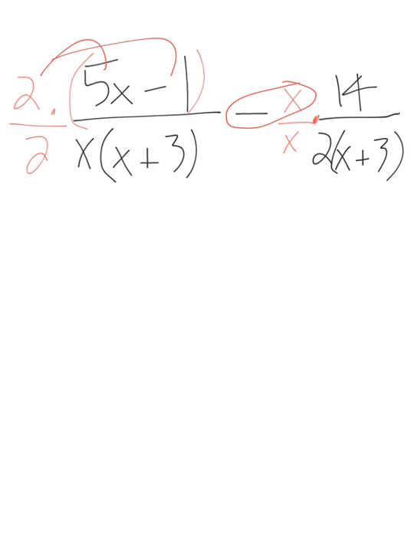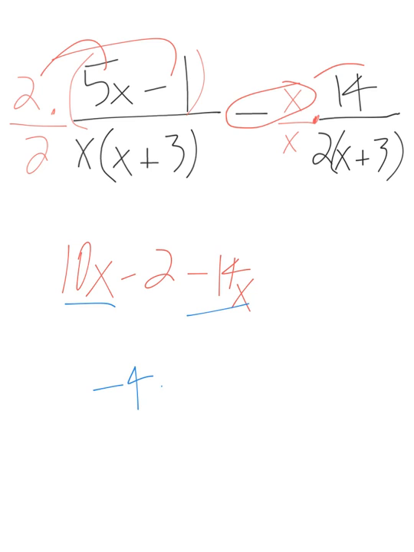So again, I'll just treat this as a negative x. So let's go back and let's do 2 times 5x and 2 times minus 1. 2 times 5x is 10x. 2 times minus 1 is minus 2. Negative x times 14 is negative 14x. So I have two like terms here. 10x minus 14x is negative 4x minus 2. And then I have 2 times x, so that's 2x, times x plus 3.